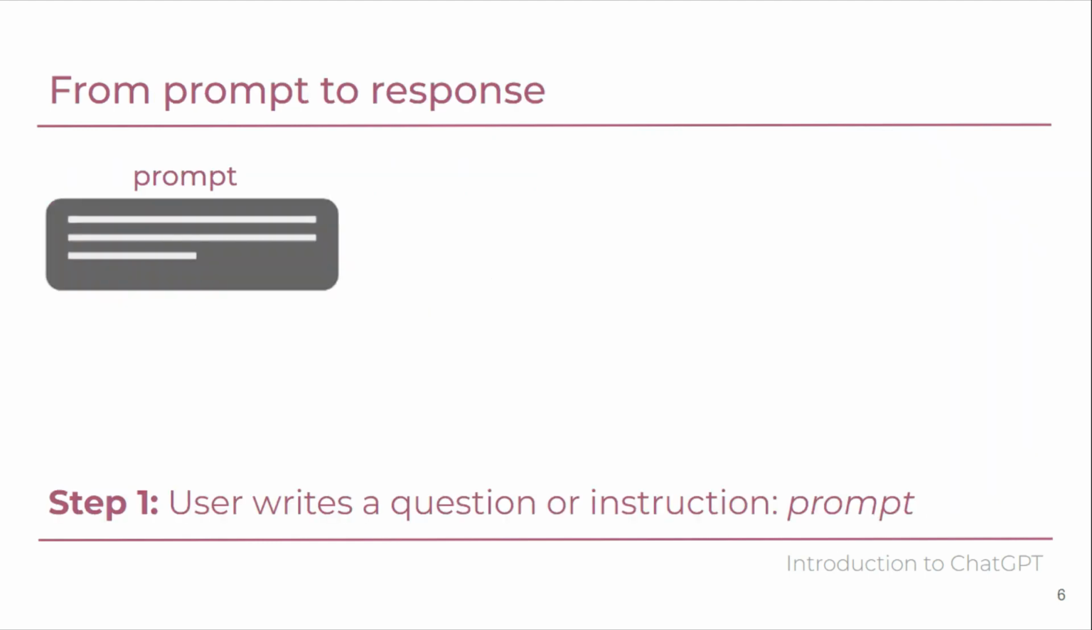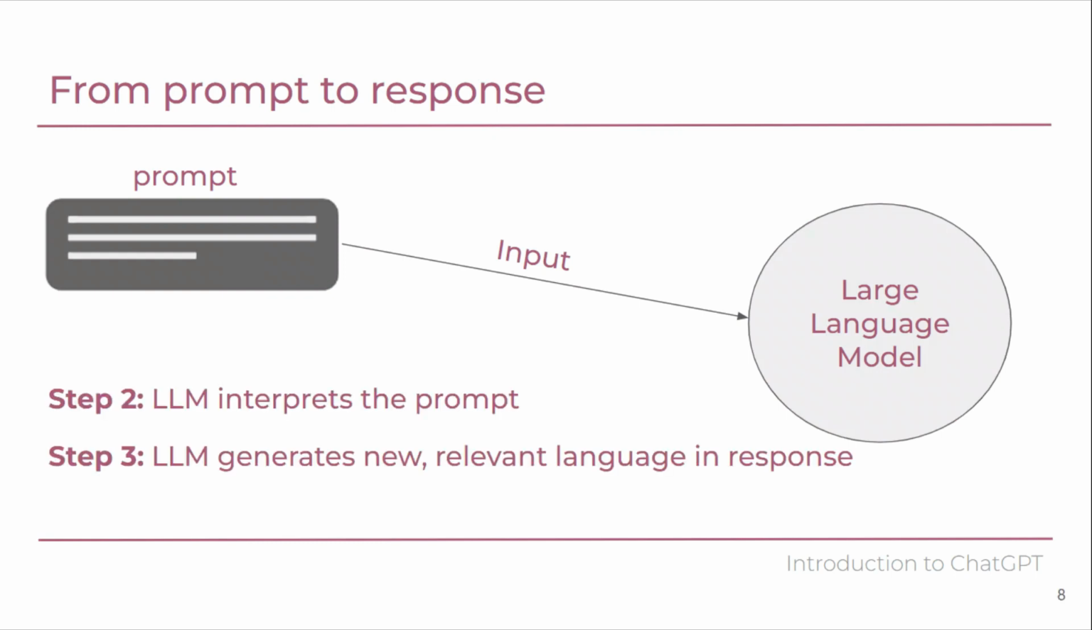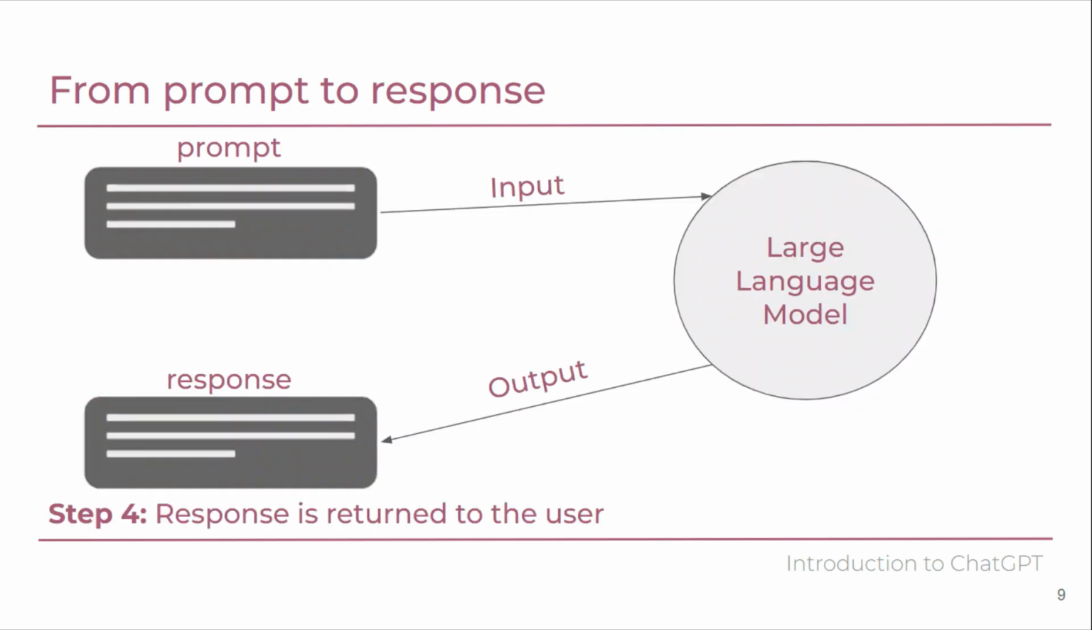This is how ChatGPT works. The user writes a question or instruction, which is more generally called a prompt. This prompt is passed as an input to a large language model, or LLM. LLMs use complex algorithms to determine patterns and structure in language. These patterns are then used to interpret the prompt and generate new, relevant language in response to it. Finally, the generated text, or response, is returned to the user. Let's see ChatGPT in action with some examples.